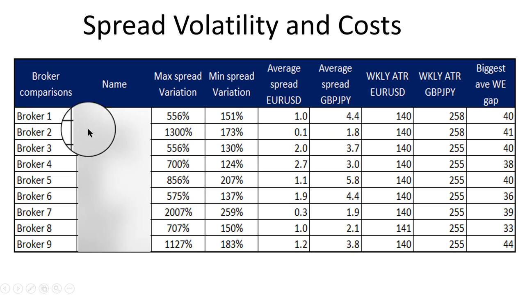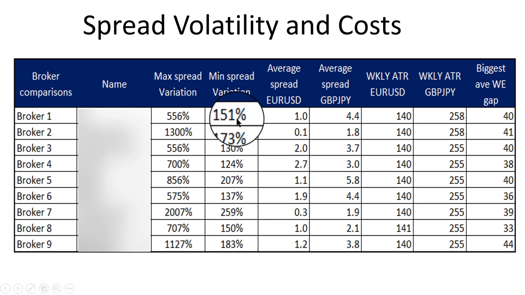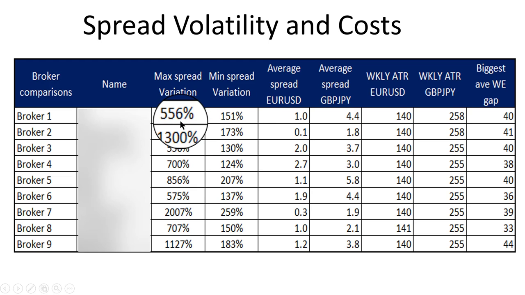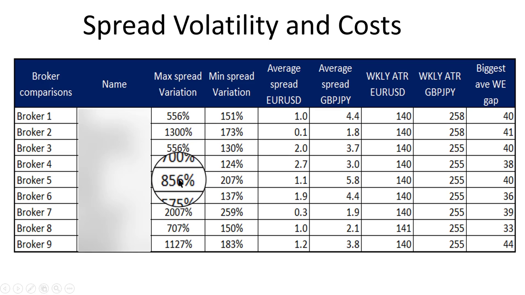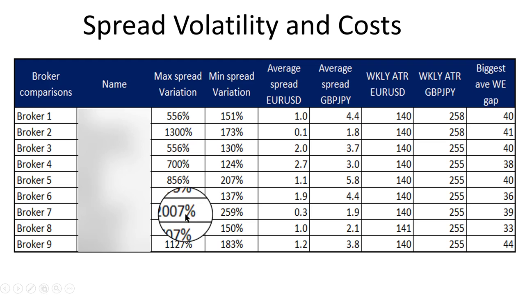Now here's an example of looking at our 9 brokers, and I'm blacking out the name here because I'll explain that a little bit later, but here you can see the minimum spread variation and the maximum spread variation. You can see all brokers have quite huge maximum spread variation, and here's one that's got 2,000%. So they've moved their spreads by 20 times the normal amount. And you can even see those ones, 1,300, 1,100, huge amounts that the brokers actually increase their spreads by.